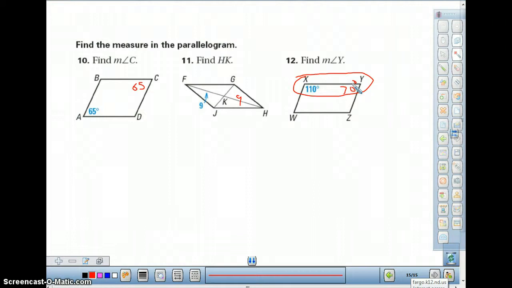In your packets today, your assignment is going to be on pages, let me find it. Assignment today is pages 14, 15, and 16. Have fun.